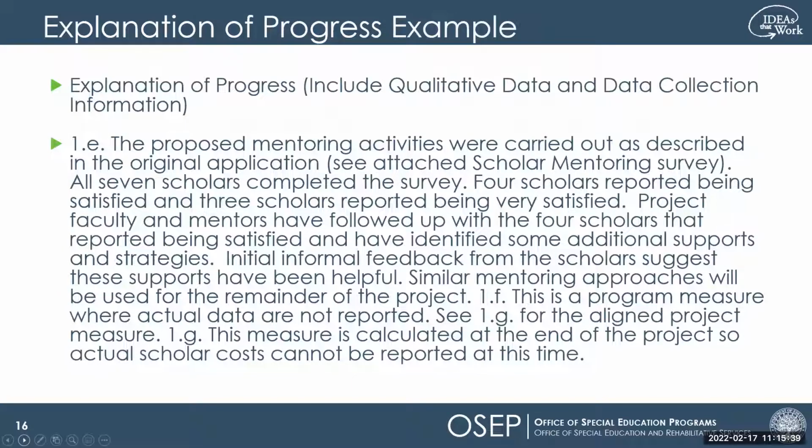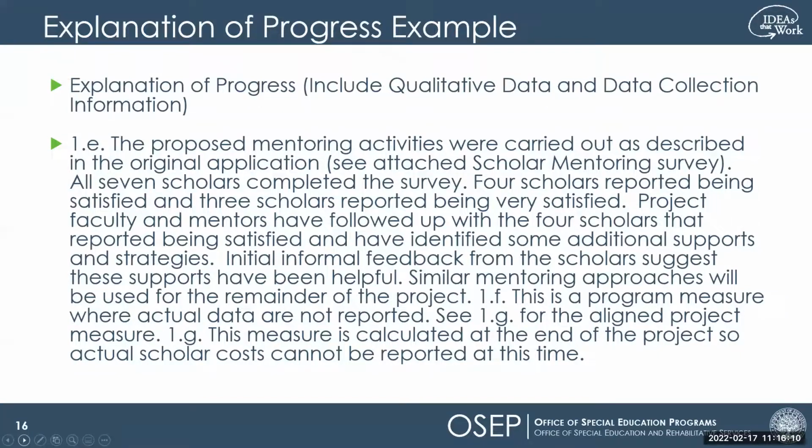Here's an example of a progress explanation. The explanation of progress should include the qualitative data and data performance collection. In this slide, you see for 1E, the grantee is discussing each objective and corresponding qualitative or quantitative data. You will enter the explanation of progress below the tables for data entry.